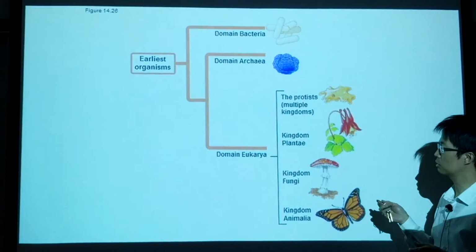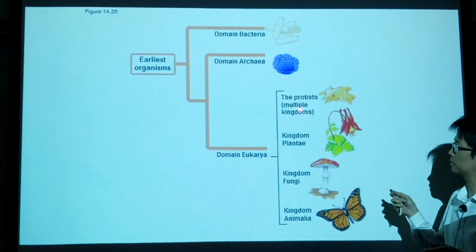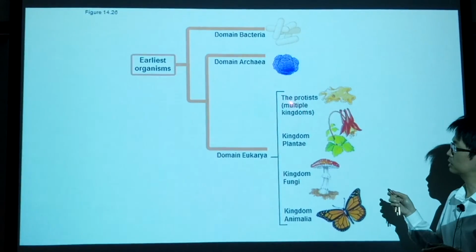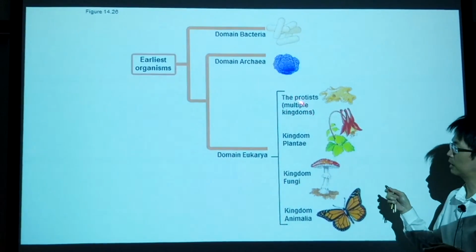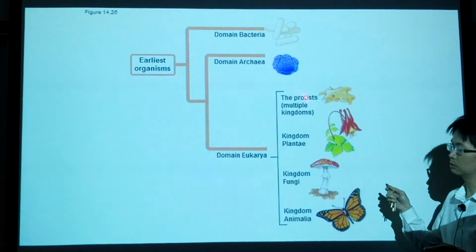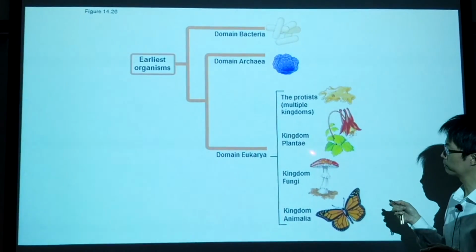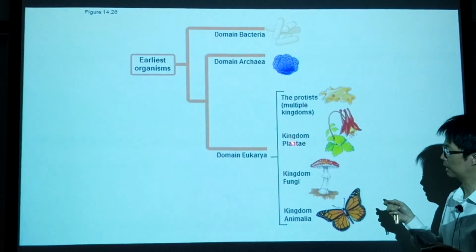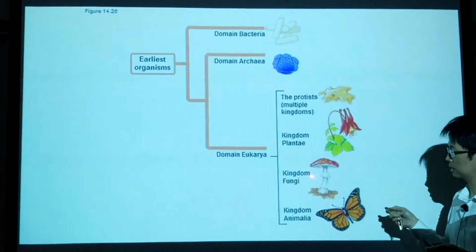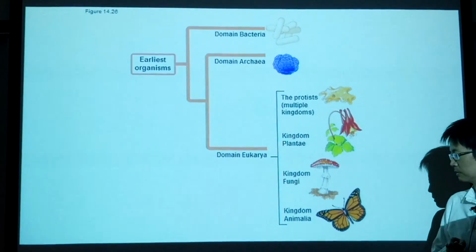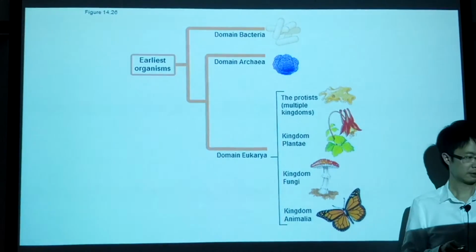So we have domain bacteria, domain archaea, and then domain eukarya. Under the domain eukarya, we have kingdom protists, which can have multiple kingdoms here. Protists are the unicellular organisms. And then we have kingdom plantae, kingdom fungi, and kingdom animalia.